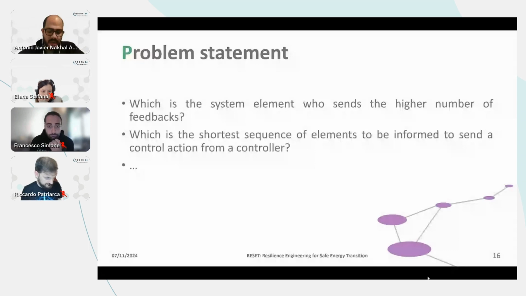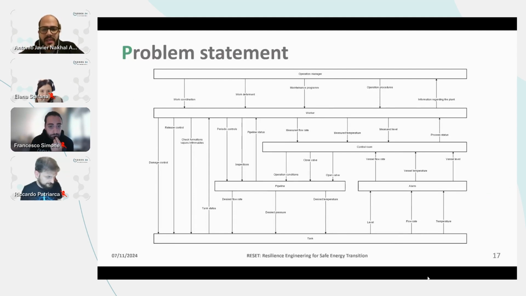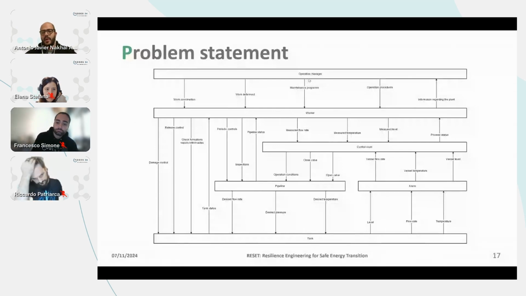We can maybe ask some questions: which is the system element that sends the higher number of feedbacks, or which is the shortest sequence of elements to be informed to send a control action from the controller. And we have this example, in which we have the operation manager here, and we have the tank, and we see all the interaction between them, how the operation manager can operate the tank in an industrial process.